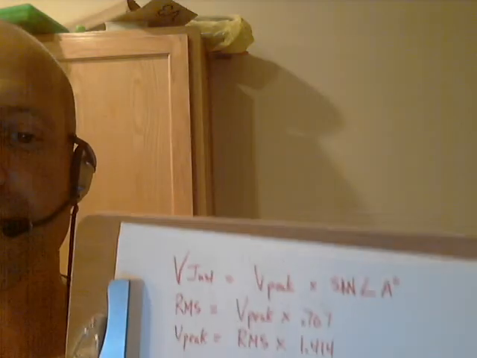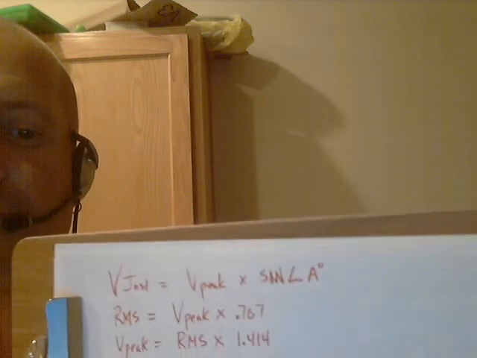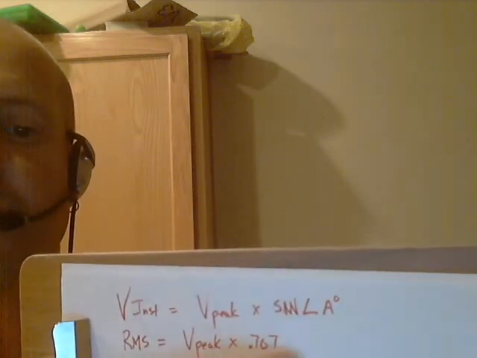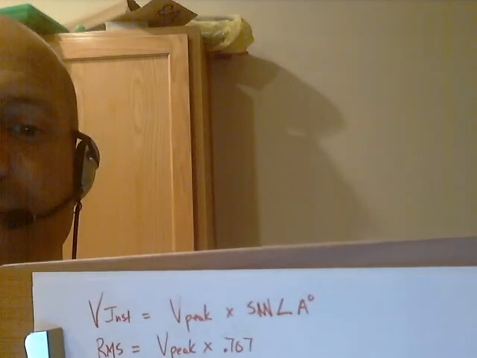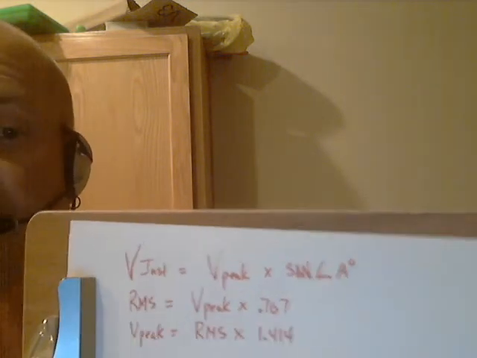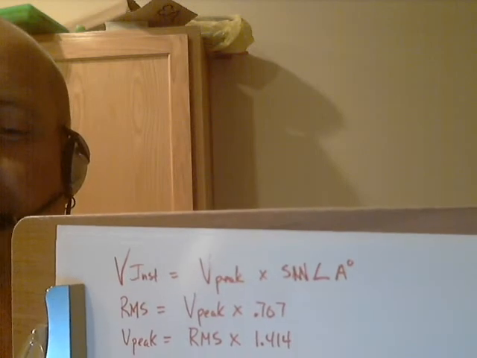To do that, we use the RMS, root mean square formula, which basically means you take the peak voltage and multiply it by .707, and that gives us our root mean square. You can also go in the opposite direction. So let's say that you know the average, or well, it's not exactly the average.